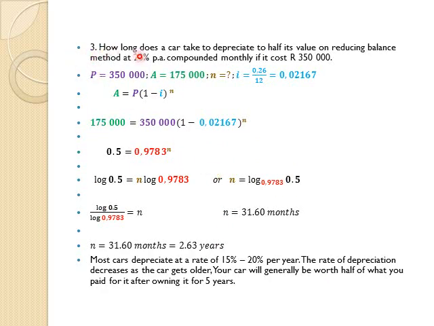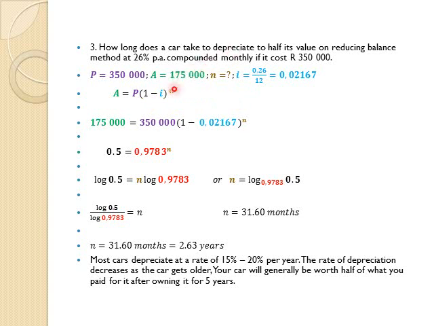Alright, number 3, how long does a car take to depreciate to half its value? Reducing balance method at 26% per annum compounded monthly, costs 350,000. So presently the car costs 350,000. Half the price of that, 350 divided by 2 gives me 175,000. Looking for n, my interest, 26% divided by 100 will give me 0.26. Compounded monthly, so divided by 12 gives me 0.02167, or 0.216666 going all the way on.